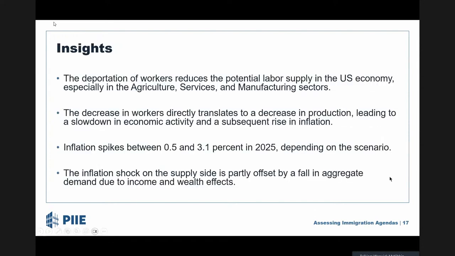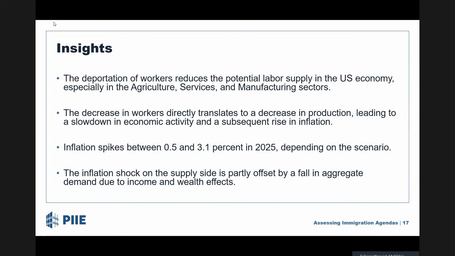So what do we learn? As Adam said at the beginning, the deportation of workers is really a big supply shock in the US economy. It's focused initially in agriculture, services and manufacturing, but the linkages in the economy imply that the second round effects could actually accentuate, and do accentuate, the durable manufacturing shock in a negative way. Fewer workers means less production, increased inflation, input costs go up, slowdown in the economy. You do get the inflation spike.